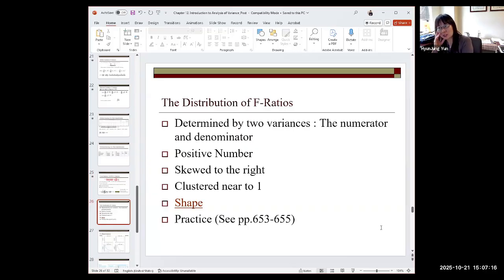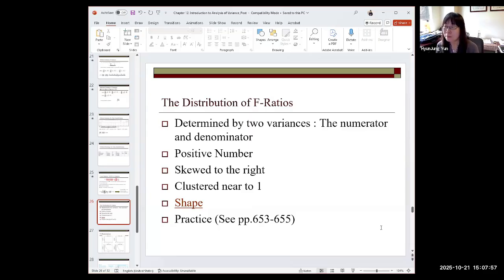Can an F distribution have a negative value? Let me know. The answer is no. Why? We use squared values for the numerator and denominator. Squaring makes any negative value positive. Whatever the variances are, we square the value, so that's a positive value. So all F values are going to be positive.